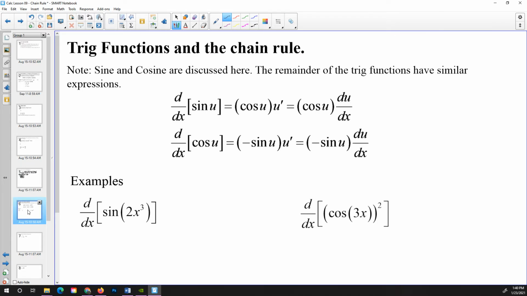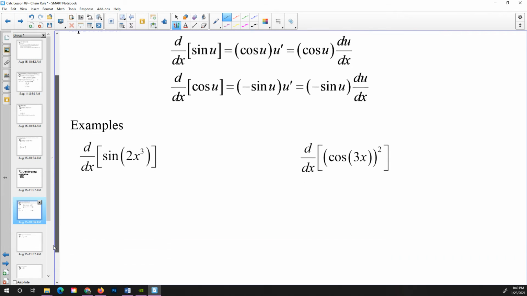All right. Trig functions in the chain rule. If I take the derivative of sine u with respect to x, then it is going to be equal to the cosine of u times the derivative of whatever u is. And if I take the derivative with respect to x of the cosine of u, it's going to be negative sine of u times the derivative of whatever u is. So let's do a real quick example here.